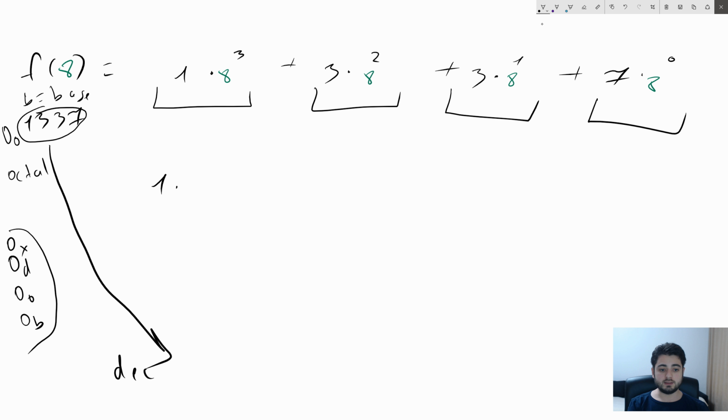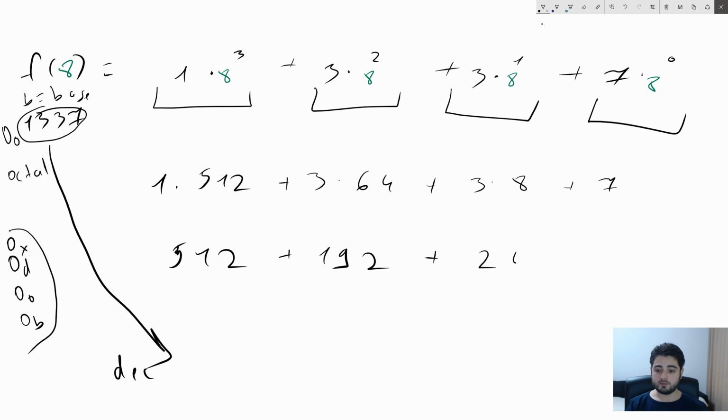So in this case, we have 1 times 8 to the power of 3, which is 512, and 3 times 8 to the power of 2, which is 64, plus 3 times 8 plus 7. All right, so over here we have 512, and over here we have 192, and over here we have 24, and over here we still have a 7, and now the result is 735, right? I already knew the numbers because I did the calculation in preparation for this video.